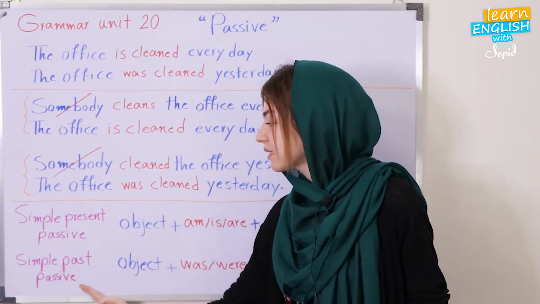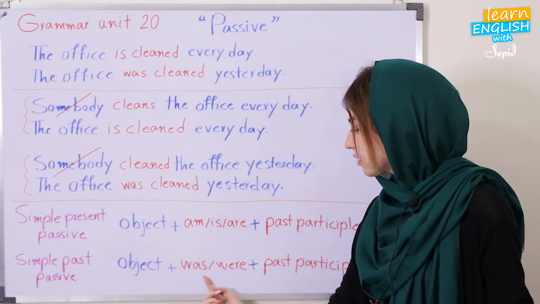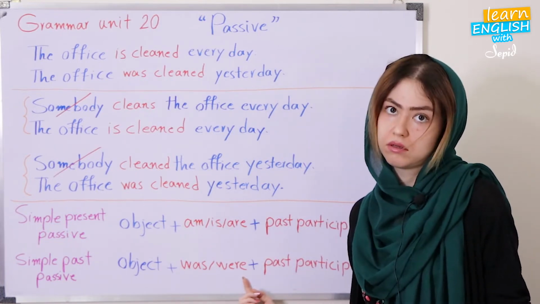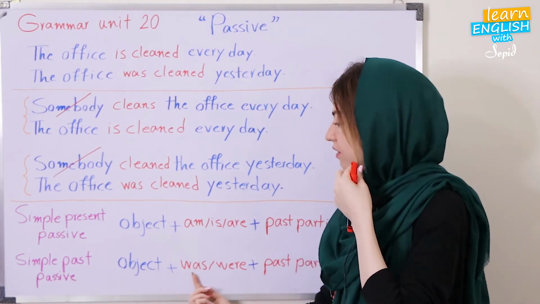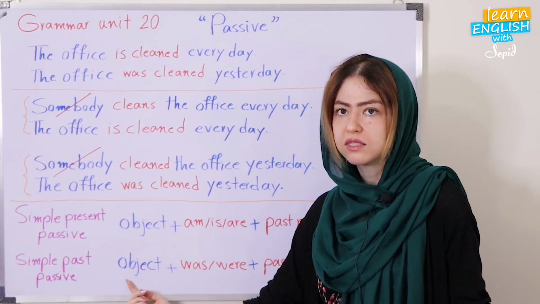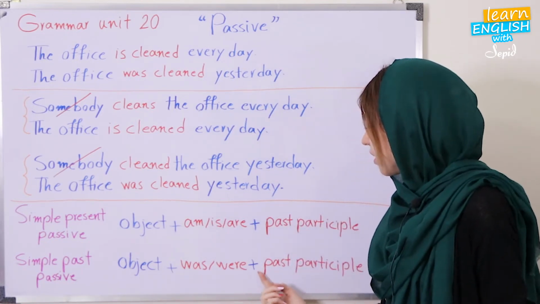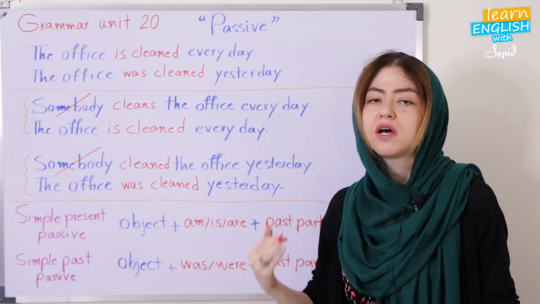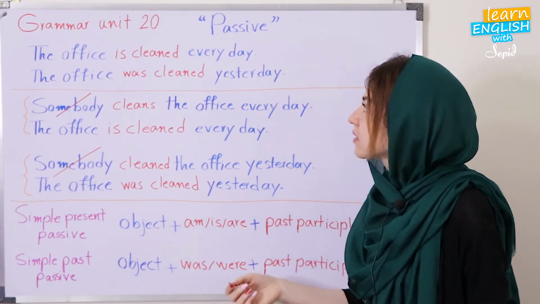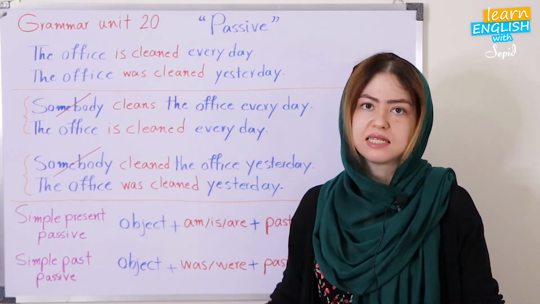Simple past passive. Here, object plus was or were. Here, was or were, based on your object. If your object is singular, was. If it is plural, were. So was or were plus past participle, the third form of the verb, or verb 3. Because here our verb is regular, we only add ed.